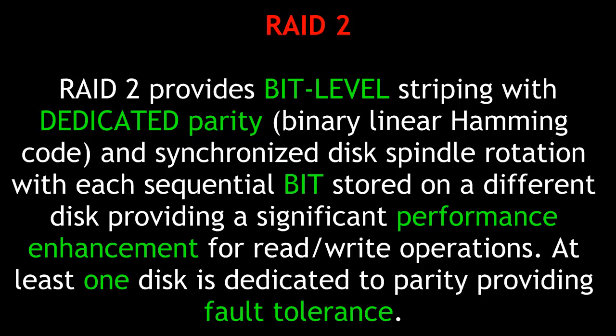Next is RAID 2. RAID 2 provides bit-level striping with dedicated parity, using binary or linear Hamming code and synchronized disk spindle rotation with each sequential bit stored on a different disk, providing a significant performance enhancement for read and write operations. At least one disk is dedicated to parity, providing for fault tolerance.